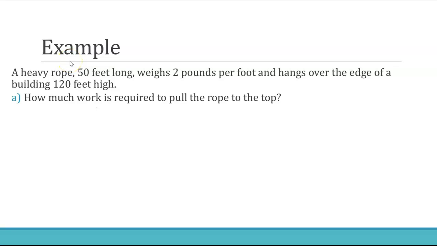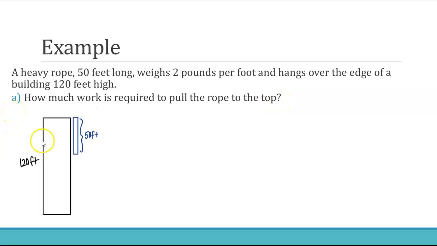Let's take a look at another work example. This time we're talking about a rope. A heavy rope 50 feet long weighs 2 pounds per foot and hangs over the edge of a building 120 feet high. Part A. How much work is required to pull the rope to the top? Let's start by drawing a diagram. Here, this rectangle represents the building with a height of 120 feet, and here we have a 50-foot long rope hanging off the top.